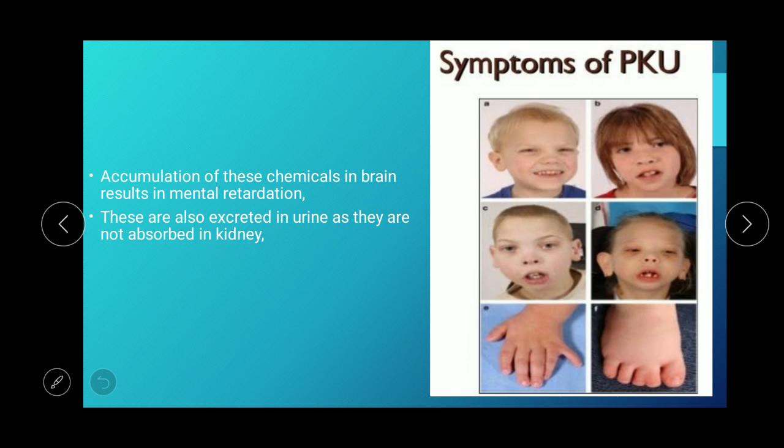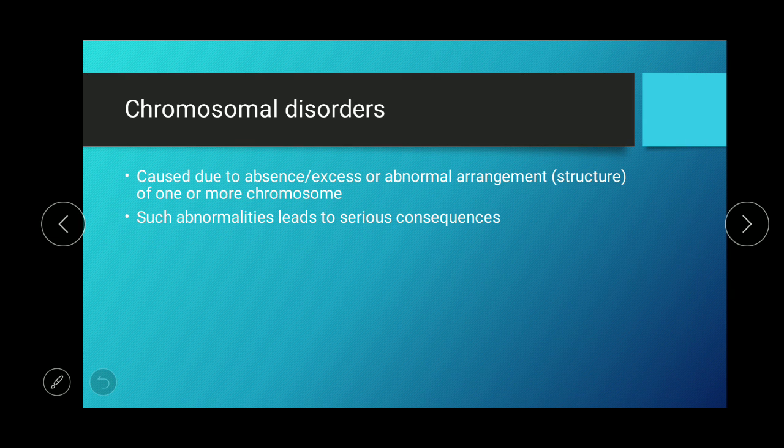So you can see the symptoms of PKU. Accumulation of these chemicals in the brain will lead to mental retardation, and these are also excreted in urine because the kidney is not able to reabsorb them. The deformed face, teeth, mouth, foot and hand are the symptoms. Deformed shape, you can see the swollen foot, etc.